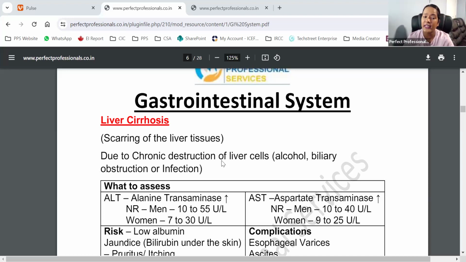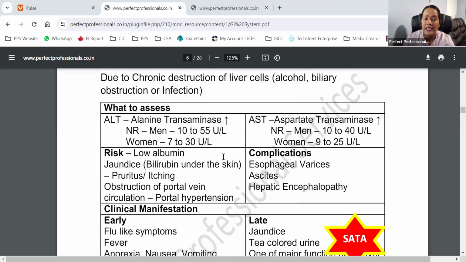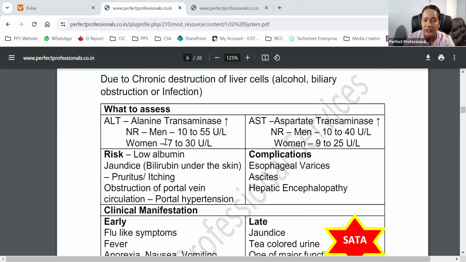Now, for this patient, what will we assess? There is ALT, a test we do. Alanine transaminase will be high. Okay. Again, you are not expected to memorize the normal range. Don't worry, they are not going to give it.